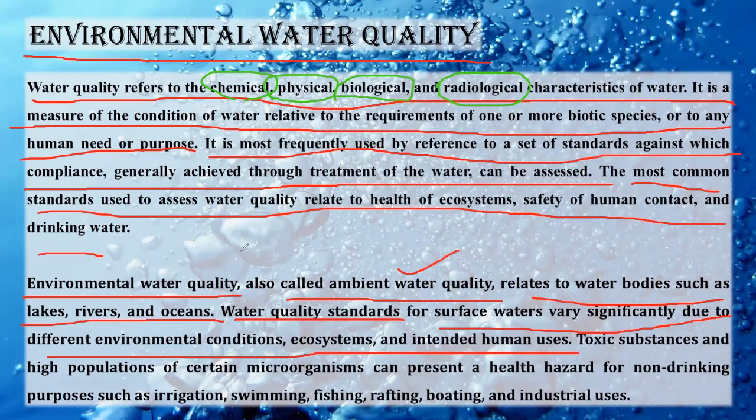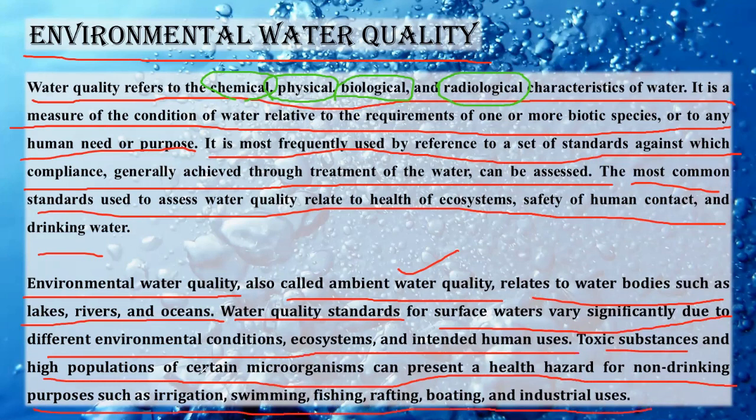So if you are washing your clothes in the pond, the water quality will get bad. But you cannot do the same in terms of groundwater. So groundwater and surface water are very different as far as quality and use are concerned, right? Significantly, the quality of surface water will vary due to human use. Now toxic substances and high populations of certain microorganisms can present a health hazard for non-drinking purposes such as irrigation, swimming, fishing, rafting, boating, and industrial use.